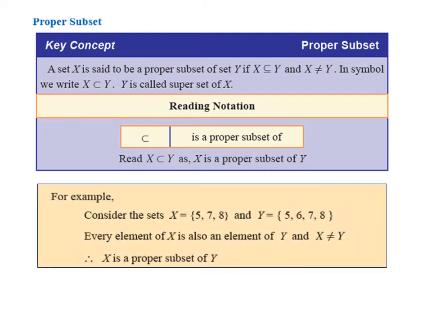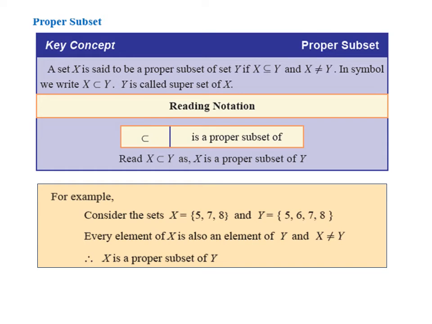It is proper subset of a set. A set X is said to be a proper subset of a set Y if X is contained in Y and X is not equal to Y. In symbol, X is a proper subset of Y. Y is called superset of X. So the reading notation is given. You can note down. Now some examples.